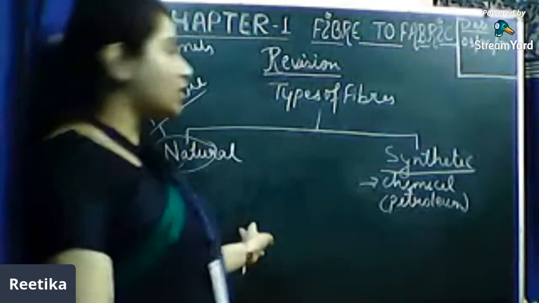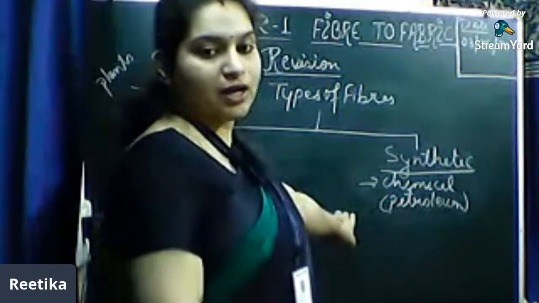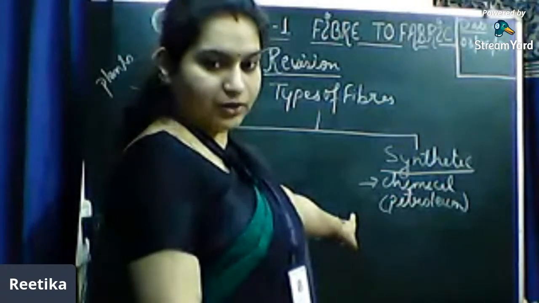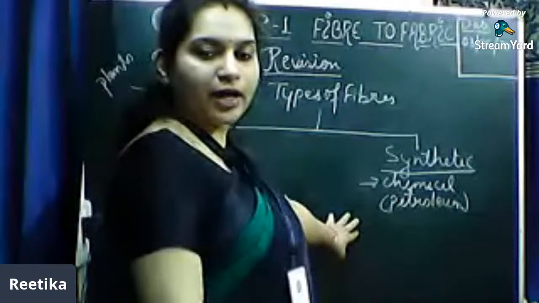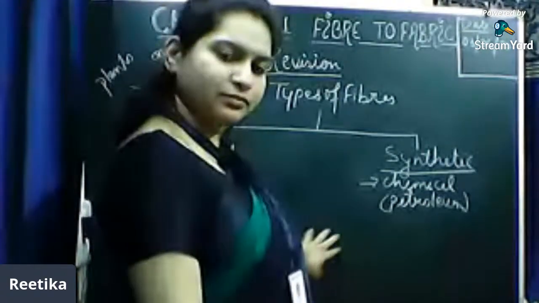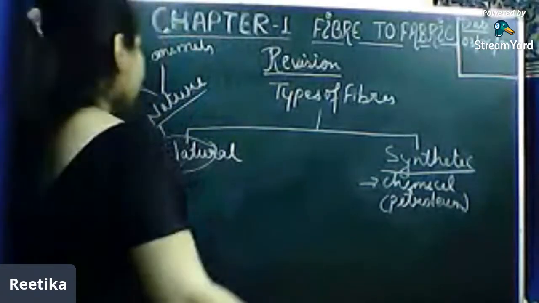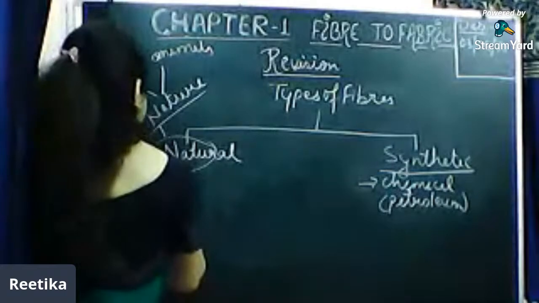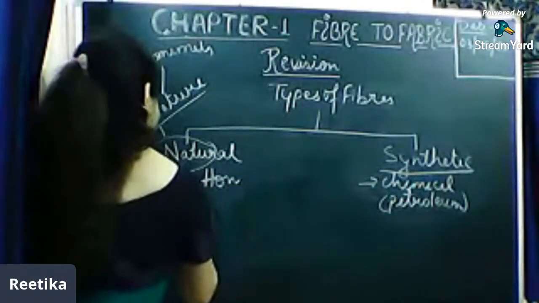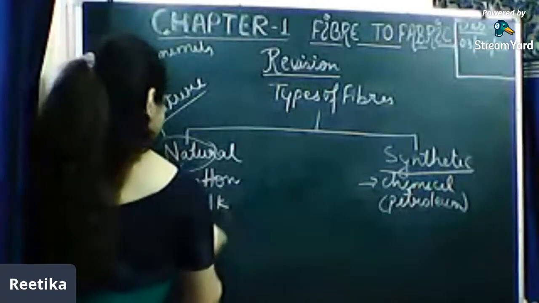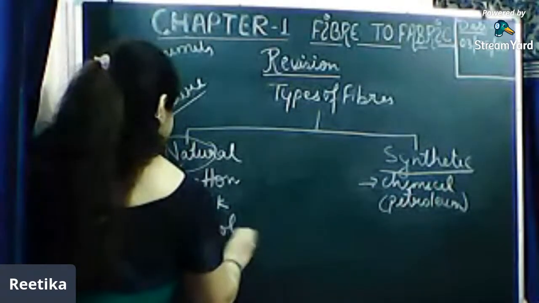Pari, the example of synthetic fiber is nylon and rayon. Okay. The example of synthetic fiber is nylon and rayon. Very good. So, the example of natural fiber is cotton, silk, wool, jute.